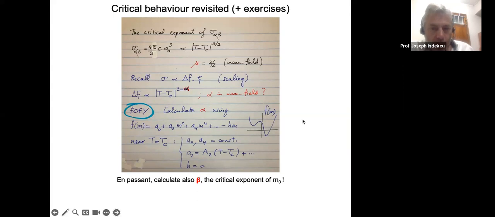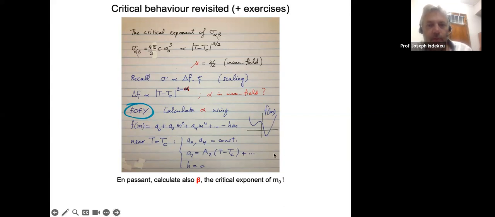The only thing that we put into this exercise as a basic physical ingredient is that the coefficient of m squared should change sign as we go through the critical point. Because below the critical point, we have a double well shape, and above the critical point, we have a single well shape, because we only have one minimum there. So this is the basic ingredient on which everything is built.